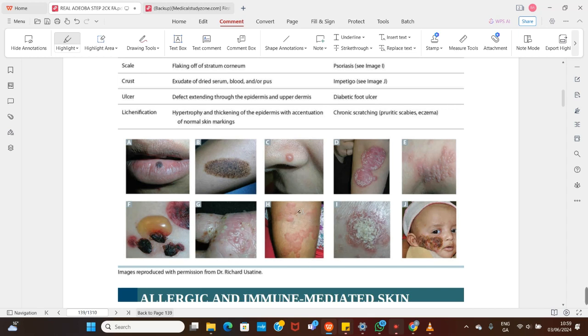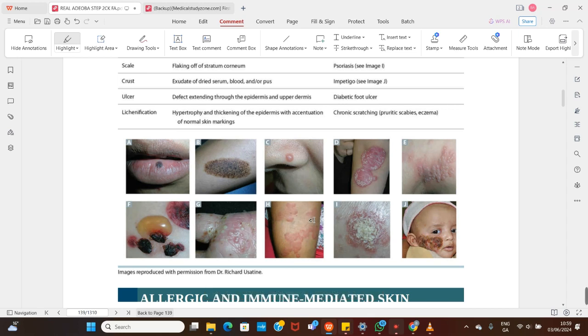So this is the wheal we are talking about. You can see these lesions are big, right? They are like plaques, right? And they have this irregular pattern, and they kind of disappear within 24 to 48 hours. So they are transient in nature. So that's the basic characteristic you have to look out for.